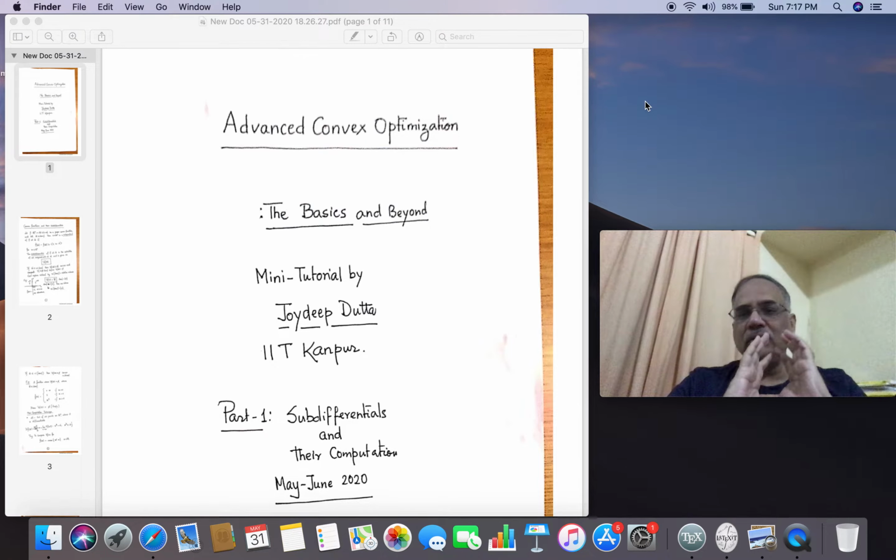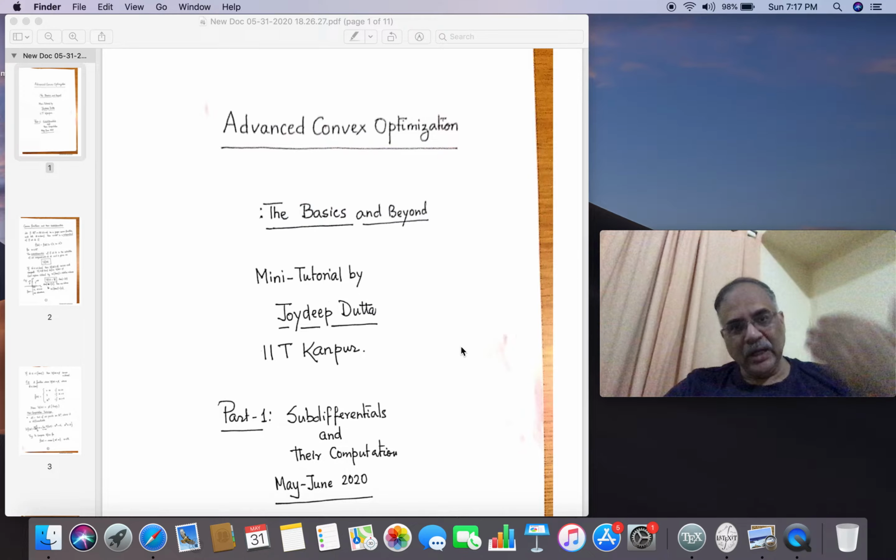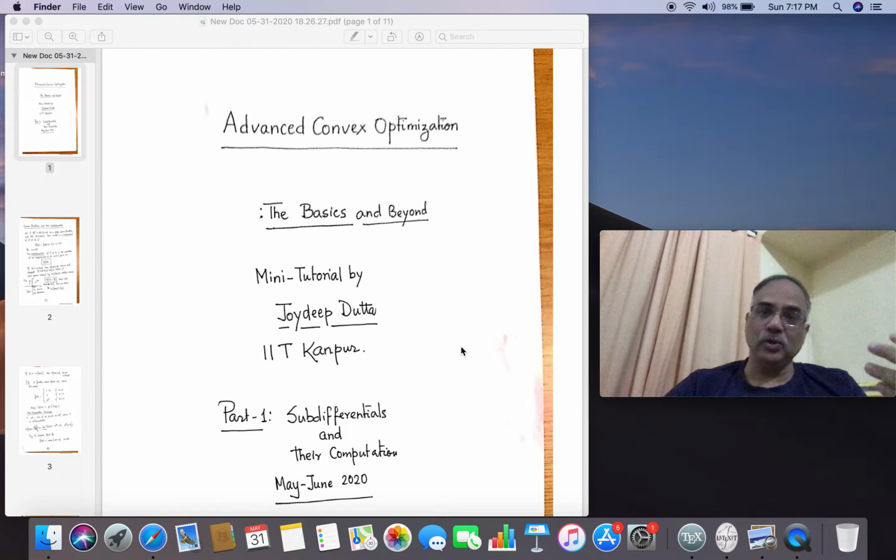So here I'll try to show you how to compute the subdifferential, what the requirements are, what the calculus rules are, etc. So here you can see that we are talking about advanced convex optimization, and part one is subdifferential and its computation. We will gradually move on. We will see, we come in a very natural way into algorithms. In our next talk we will be inside algorithms, right?